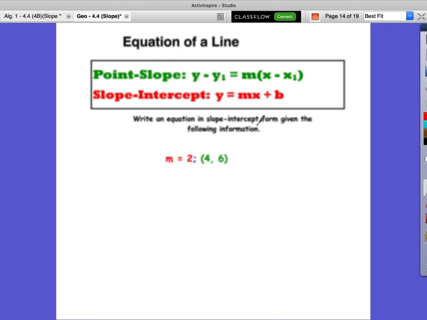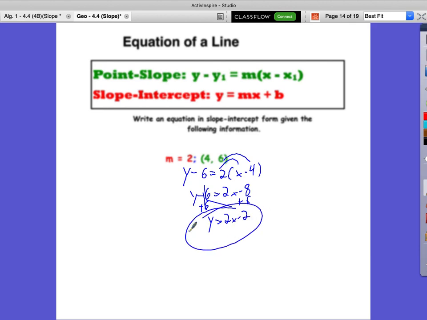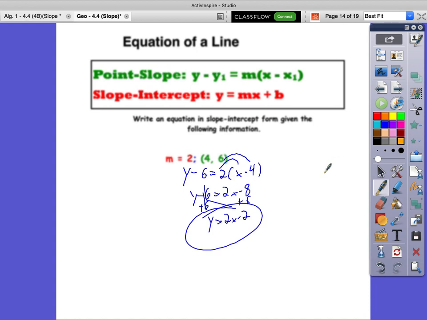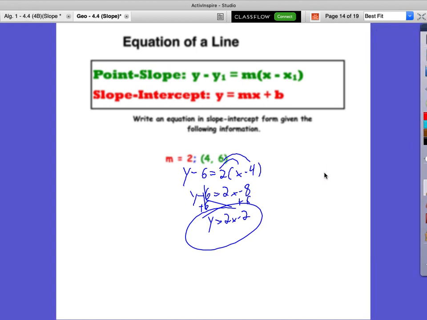Okay, let's talk about this one up here. So what we probably did was y minus y1, y minus 6 is equal to 2 times x minus 4, correct? Okay, so then we distribute the 2. y minus 6 is equal to 2x minus 8. Add 6, add 6. y is equal to 2x minus 2. We put it in slope-intercept form like it asked. Another way you could address this was something that Carly brought up, which is something you can do. We know we need it in y equals mx plus b.